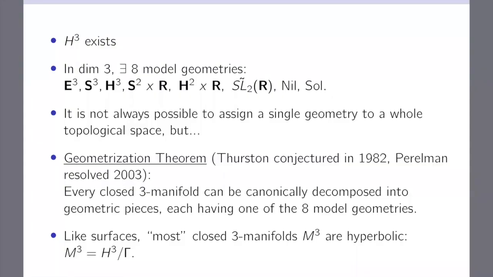All right, 3 manifolds. Okay, so if you haven't guessed already, H3 exists. I think we've established that. And the important thing here, the geometrization theorem, conjectured by Thurston and resolved by Perelman recently in 2003, is that every closed 3 manifold can be canonically decomposed into geometric pieces, each having one of the 8 model geometries that's shown here.